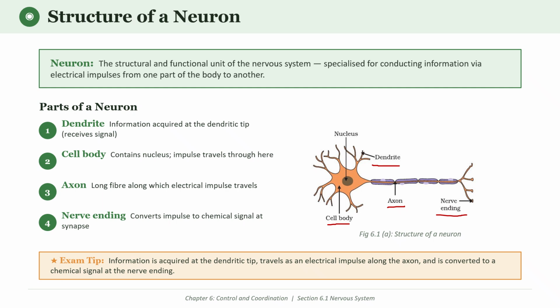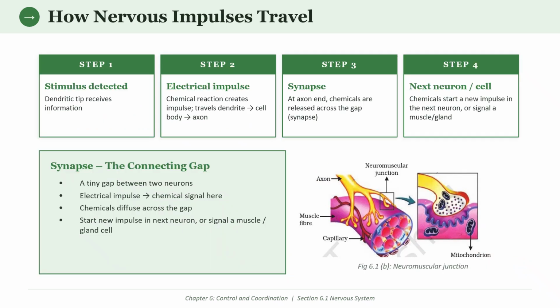So the important exam tip I have given here. Yes, go through all these things. So information is acquired at the dendritic tip. So what happens? It travels as an electrical impulse along the axon and is converted to a chemical signal at the nerve ending. So this happens in each and every nerve cell. So let's see how these nerve impulses are traveling. So actually what is happening, children?